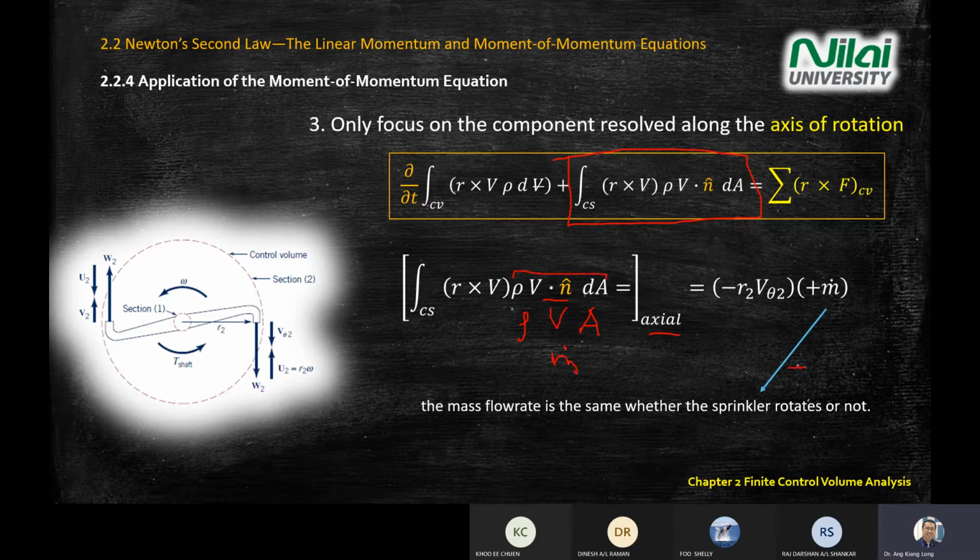So just remember, for the moment or momentum equation, the mass flow rate will always be positive. No matter whether it rotates or not. This one is just a side note. Whether your sprinkler is stationary or rotating, the mass flow rate is still the same, and gives you a positive value.